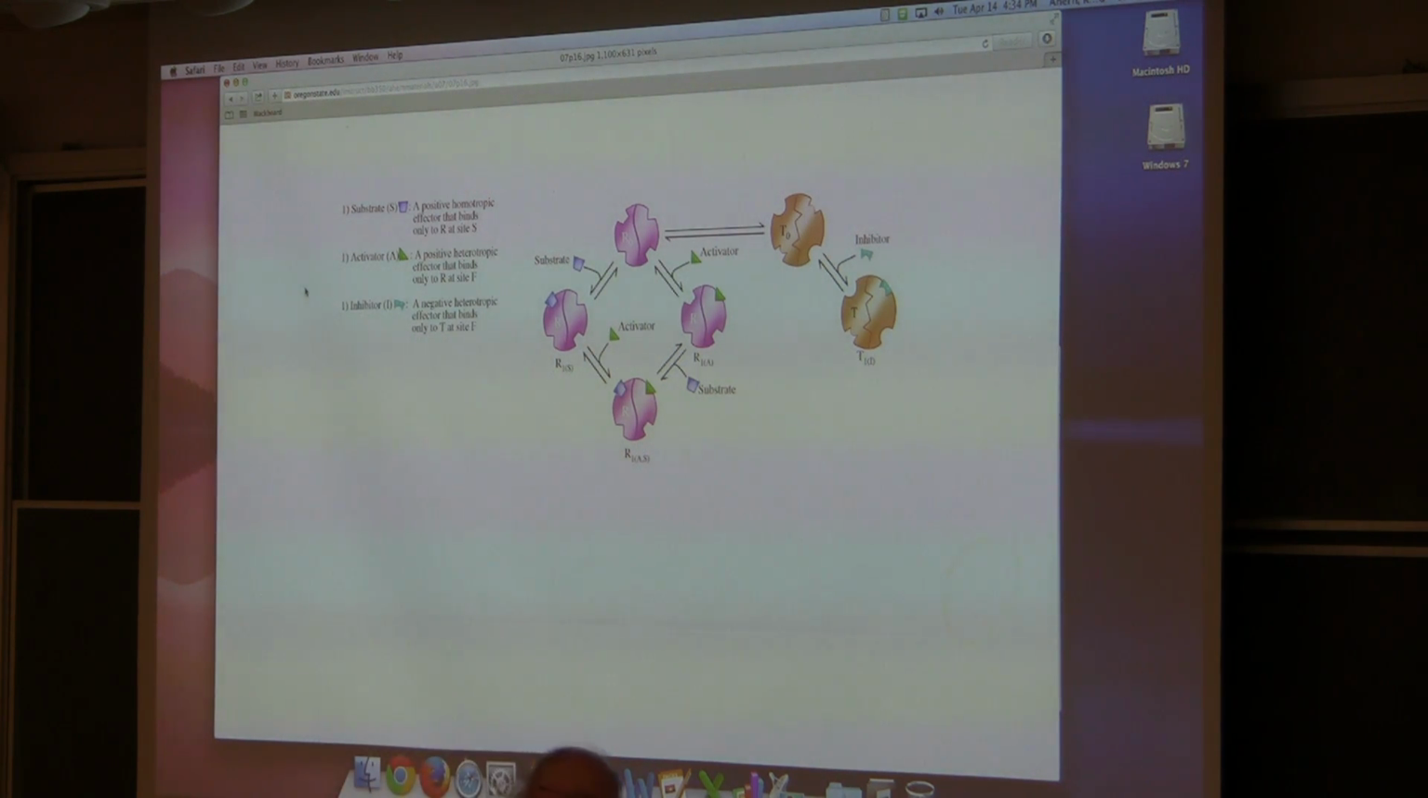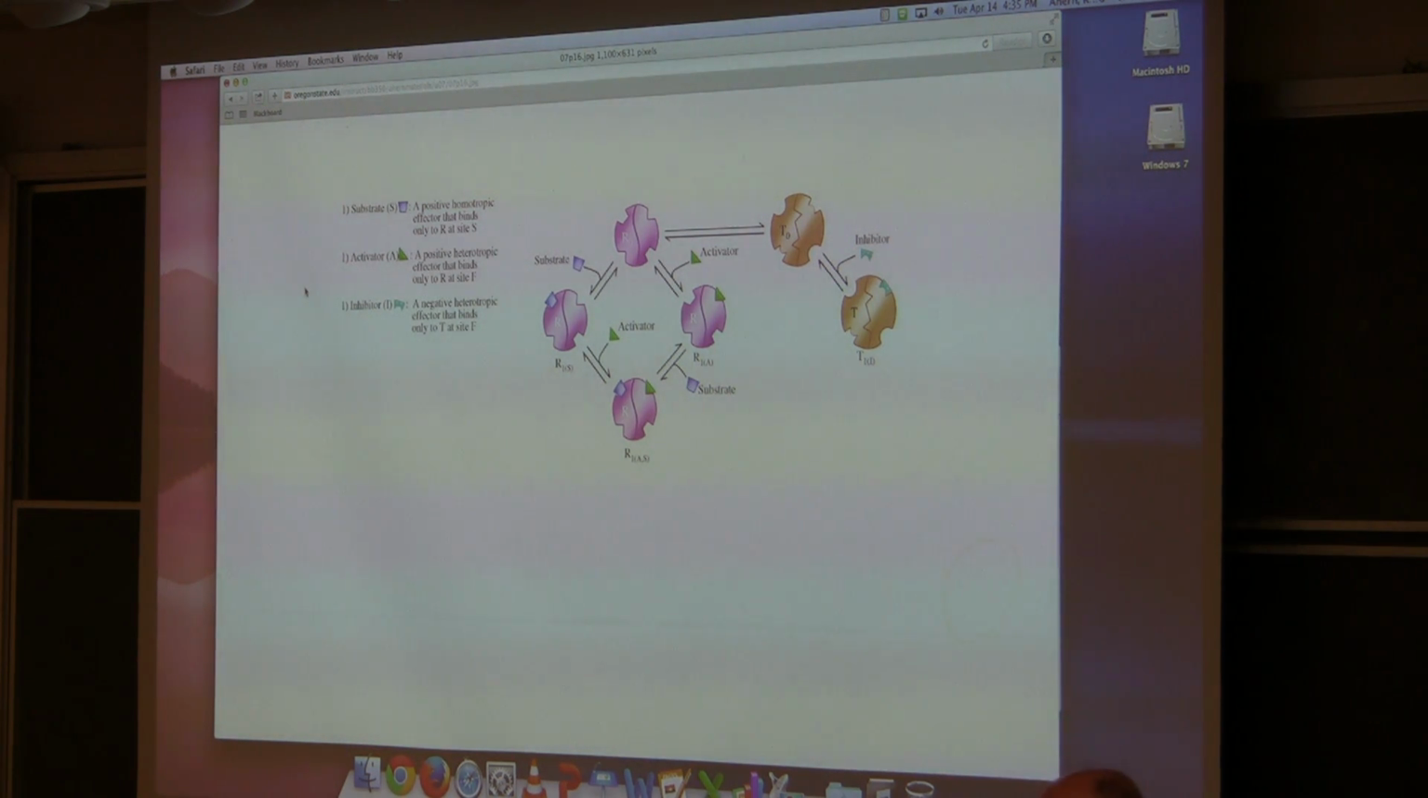So let's imagine I've got ATCase. It flips from the R to the T state. If, when it's in the T state, it binds to CTP, it gets locked in the T state. I might have ATCase that flips from the T to the R, and if it binds to ATP, it gets locked in the R state. With me? The magic is in the flipping. T to R, we don't ask how it happens, or R to T. We don't care how it happens in the concerted model.